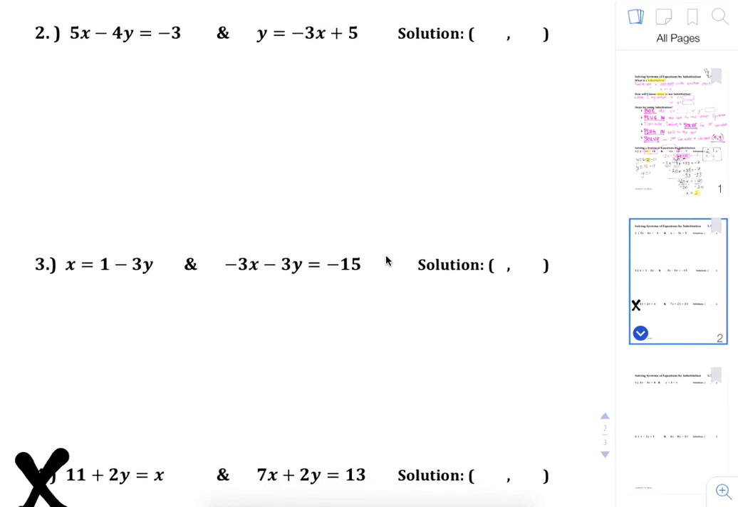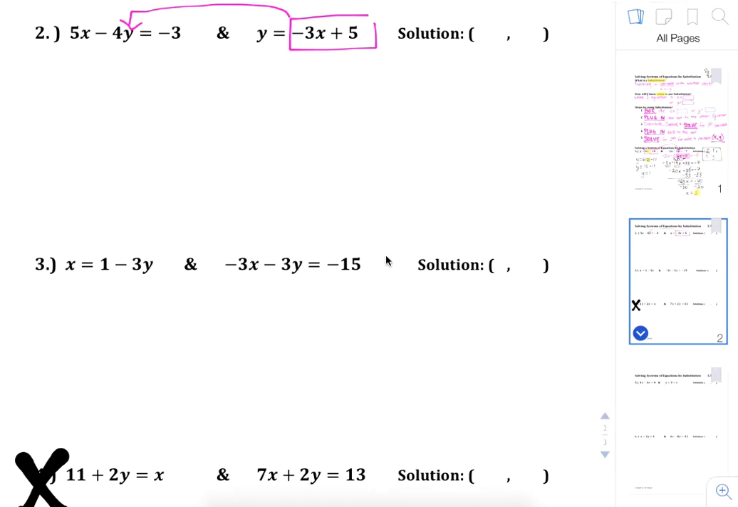All right, problem number 2. Same idea. We're looking to find a letter by itself. I see a y equals, which means that's what I need to box. I'm not going to box the y. I'm going to box what y equals, because that negative 3x plus 5 is going to go into y's position.